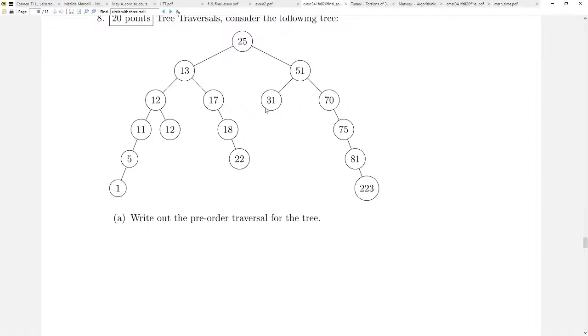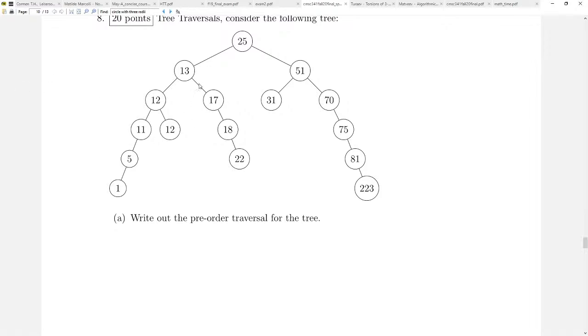numbers, because when you go left and then you print out the parent and then you go right, then it's like left, left, left, left, left, 1, print out the parent, 5, print out the parent, 11, print out the parent, 12, go to 12. So 1, 5, 11, 12, 12, that seems fine. Then you print out the parent, 13, 17, 18, 22.